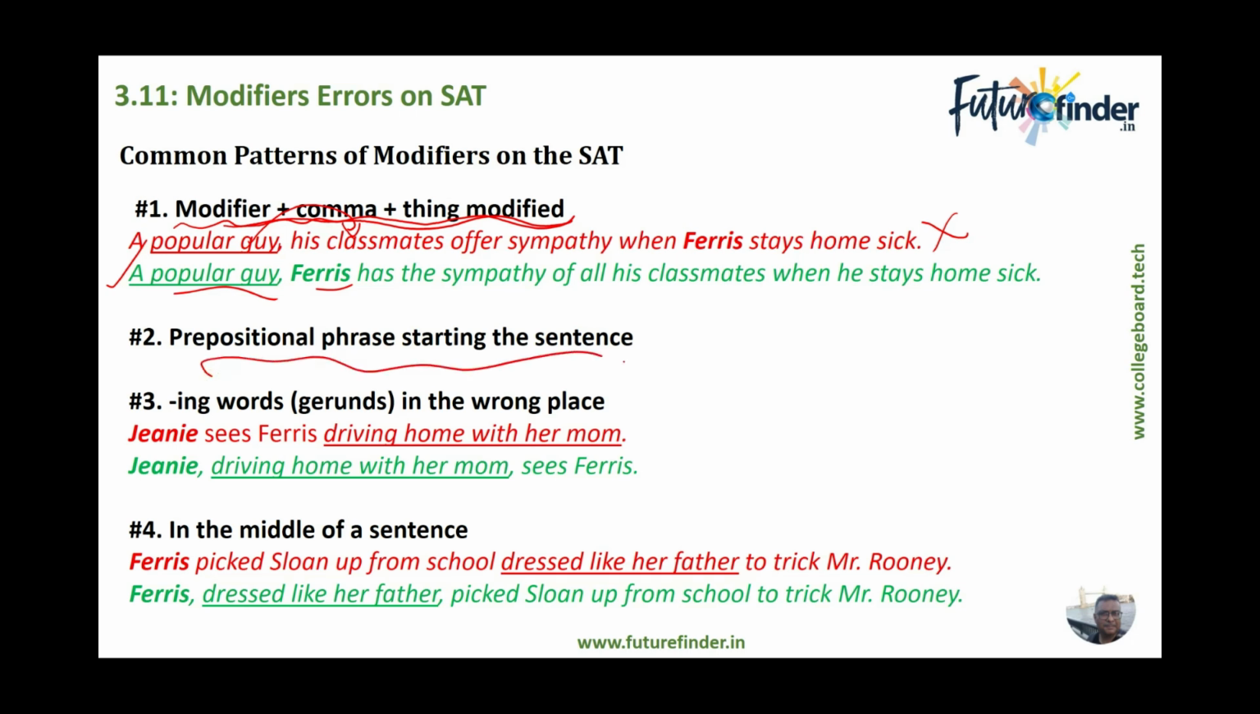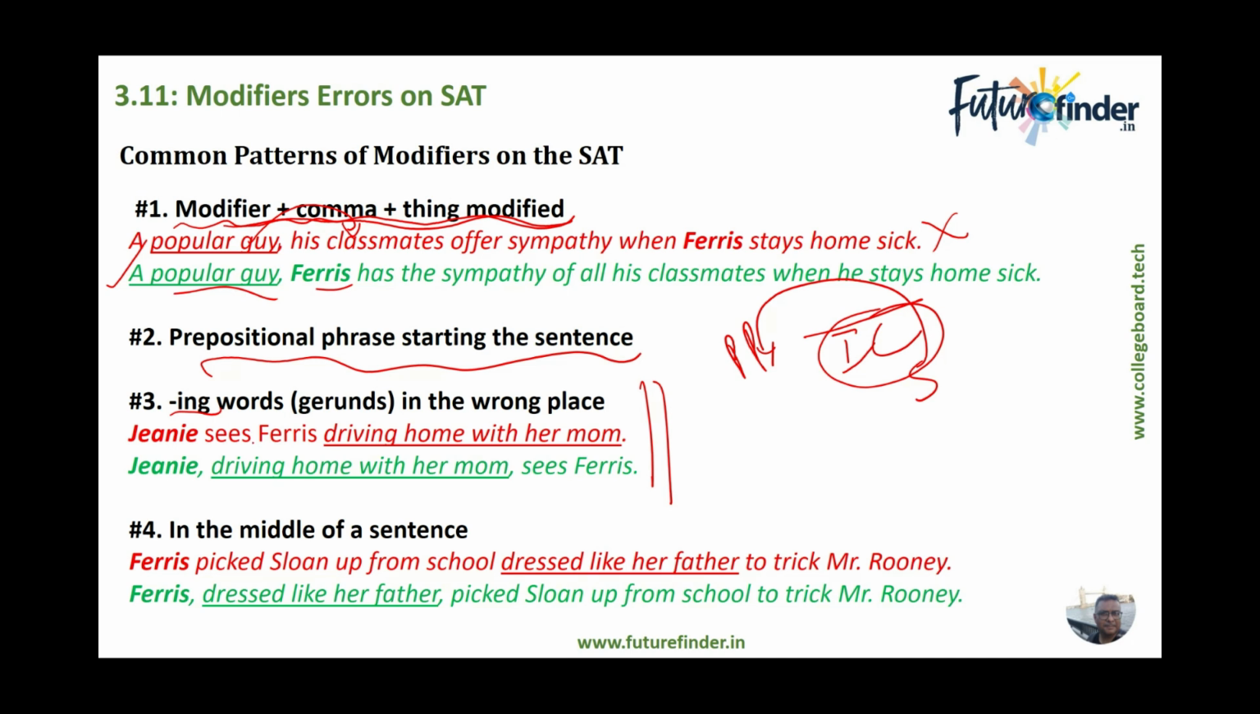Prepositional phrases, as we have already said, are an error when we have a prepositional phrase and then a comma and then an independent clause. The independent clause subject has to be as close to the modifier as possible. Gerunds in the wrong place, or the verb plus ing form in the wrong place, right? So this is a very common error or common formation of modifier sentence error on the SAT.